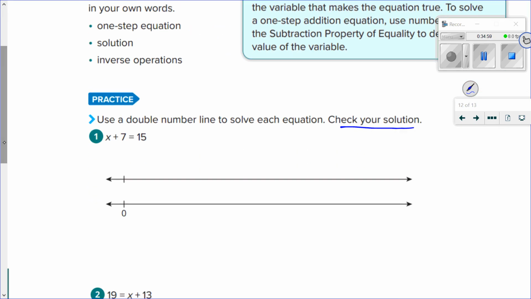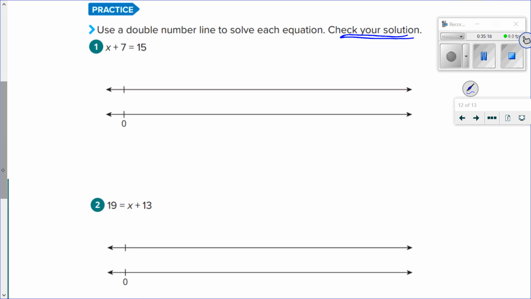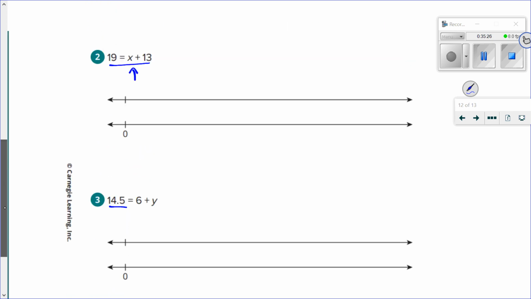On the first set, we're going to use a double number line to solve them, and we need to check our solution. Does it say to identify which property you use? No. Do you have to? No. Would you be in trouble if you did? No, that would actually be okay. Extra work is never bad. But I do need to put this on the double number line and then solve for x.